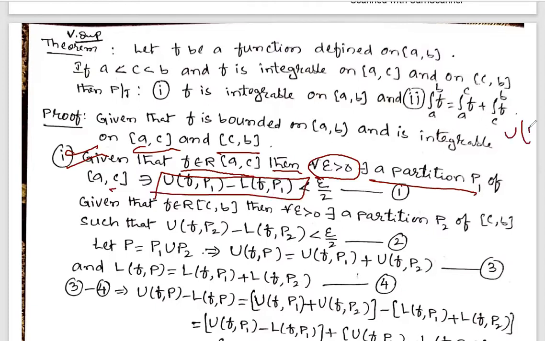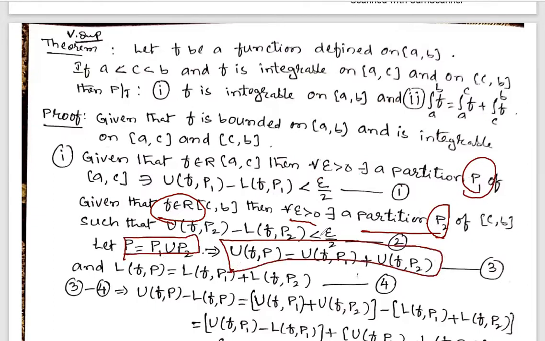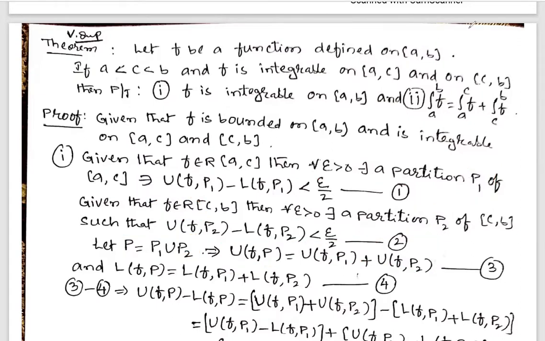What is that? UPF minus LPF, or U(F,P) minus L(F,P). Next, given that f belongs to R over [a, b], obviously here also there exists some partition P2. So we are taking P1 and P2. What is P actually? Union of P1 and P2. So U(P,F) is equal to U(P1,F) plus U(P2,F), right?